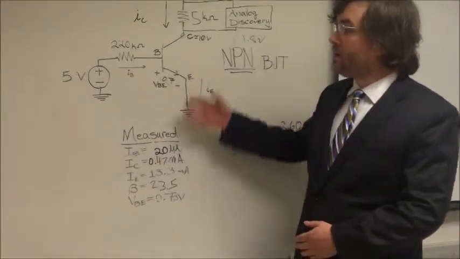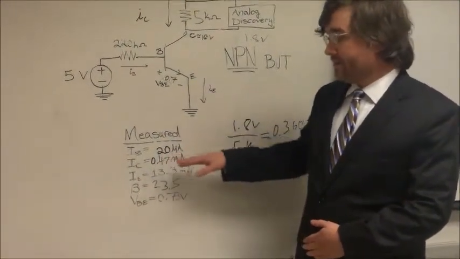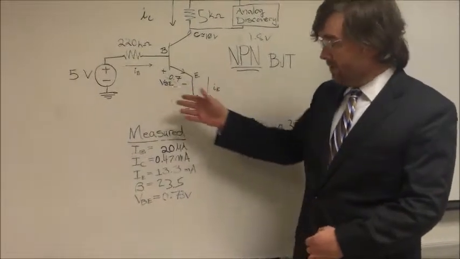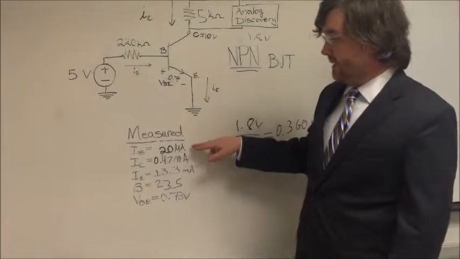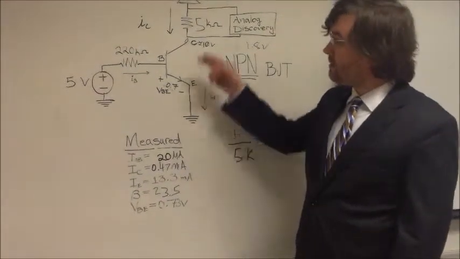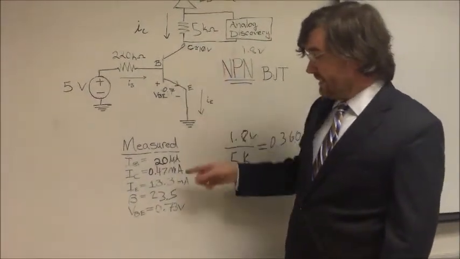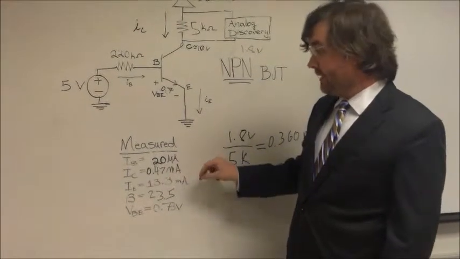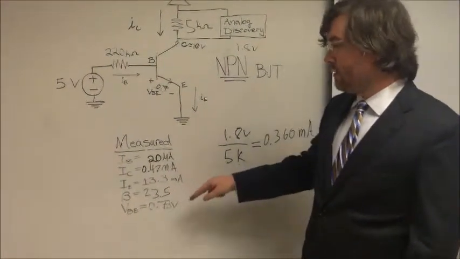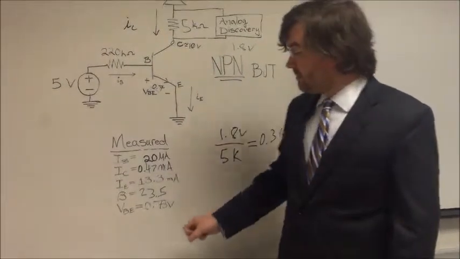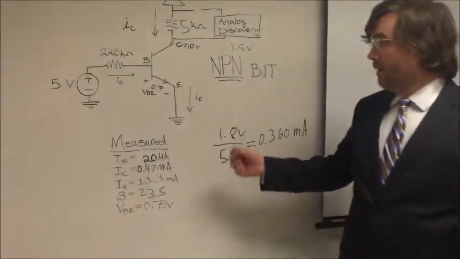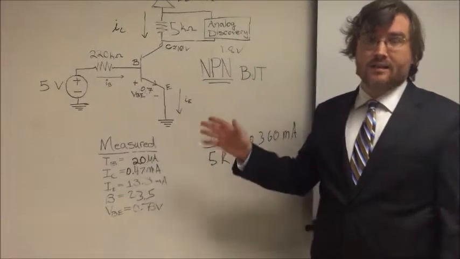As you can see, first we calculated and then we measured to ensure that we knew all the values. We calculated IB to be 20 microamps, calculated IC as 0.47 milliamps, and then we calculated the beta using those 2 measurements. This fits and ensures that it is in operation for the BJT.